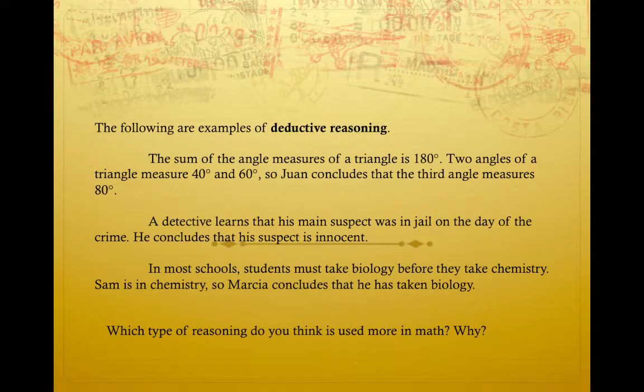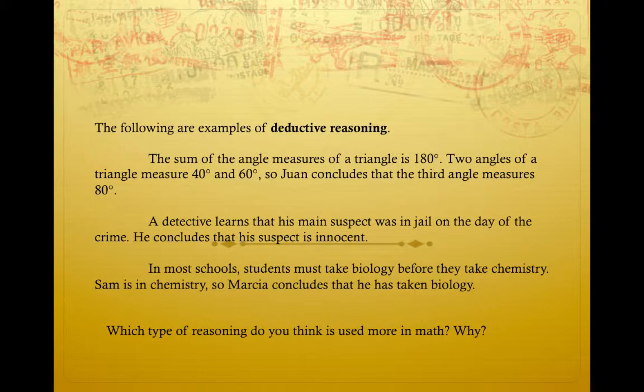If we look at deductive reasoning, well, the first one is definite fact, right? Any triangle is 180 degrees, so if 2 of them are 40 and 60, the other one is 80. The one about the detective, it seems pretty sure that the guy is innocent. There are some things that might have occurred. It may be that he had someone else do the crime. It may be that he did it early in the morning before he got in jail, but as far as what we can tell, there's a pretty reasonable chance that he's innocent.